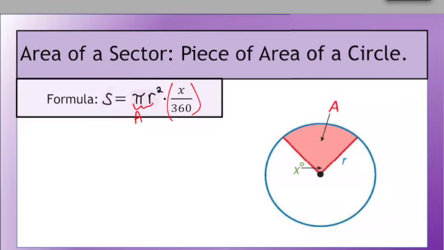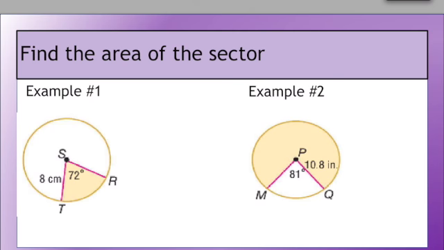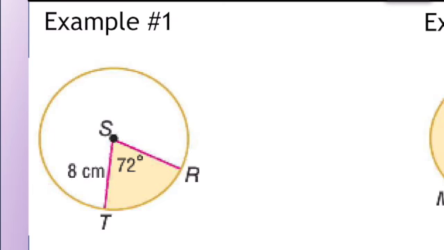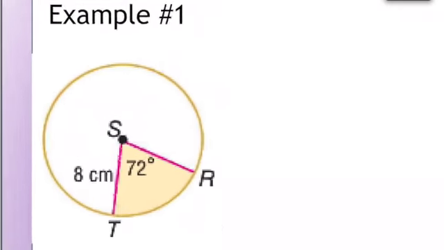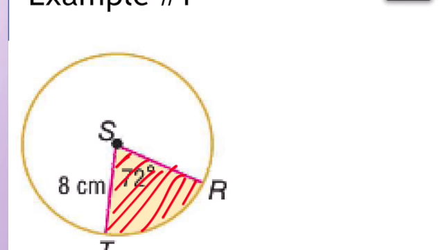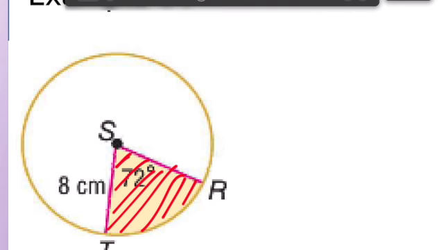Alright, so now let's look at some examples of this. We've got two examples. Let's go to example number 1. I'm asked to find the area of the sector that's shaded. So I'm looking for this area right here, everything within this area. Let's start with the formula.